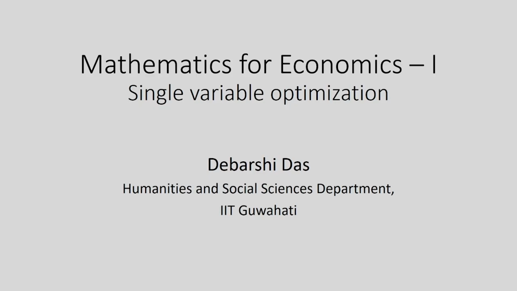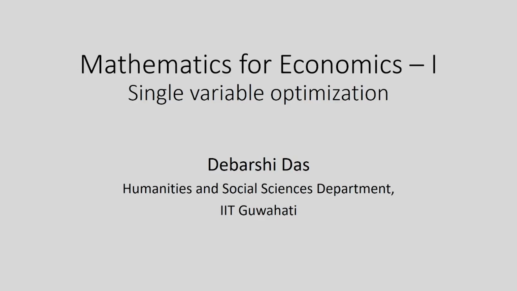Good morning everyone. So welcome to another lecture of this course, Mathematics for Economics Part 1. The topic that we have been covering in the last two lectures is called single variable optimization, as you can see on your screen. So what happens in a single variable optimization? Let us recapitulate a little bit.